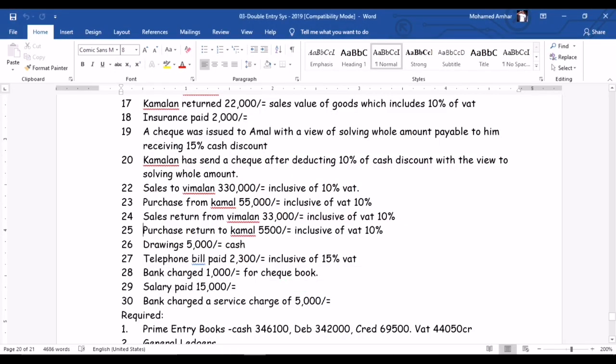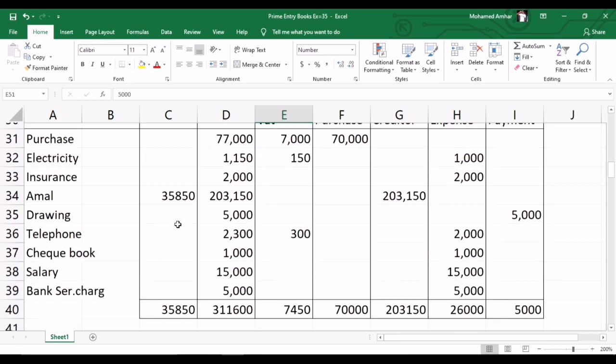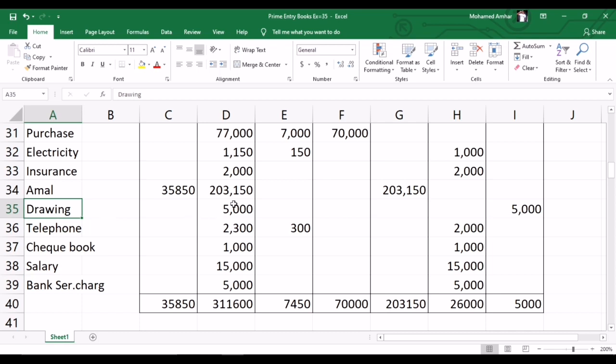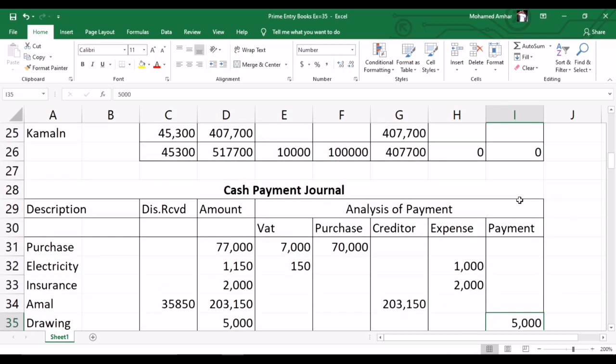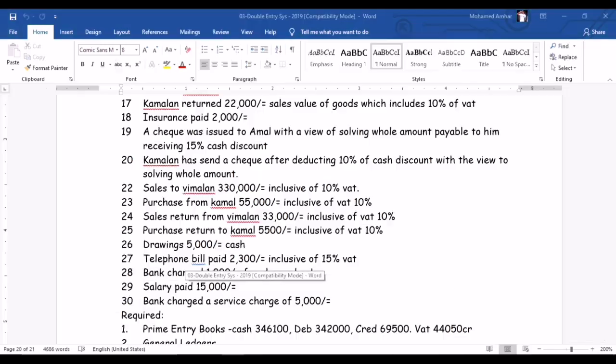Right, now go to the next date. Next date is 26. Drawing 5,000 cash. Right. Drawing 5,000 cash should be recorded in the cash payment journal. Drawing here 5,000 and record this under the payment column also here. Drawing is a payment, not an expense. Keep in your mind that it is not an expense. Payment.